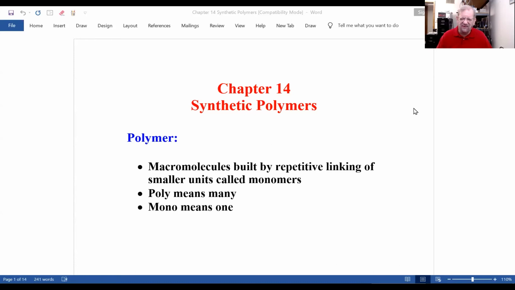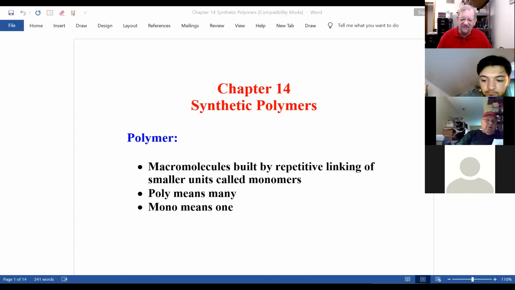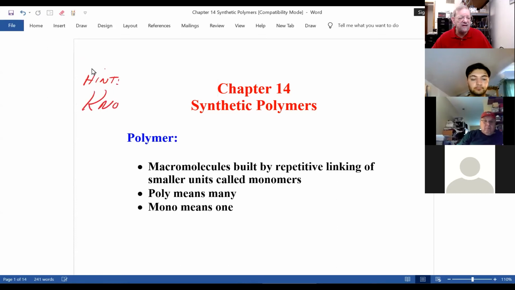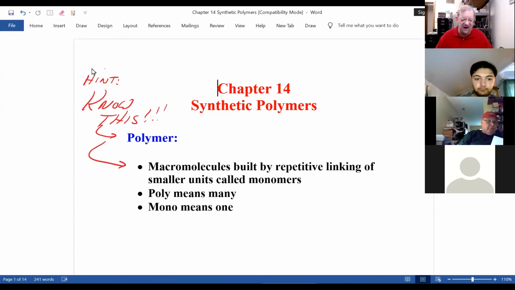Now, what do I mean by macro? First of all, let you all write this down. I'll never ask you what poly means or mono means, but a polymer, meaning many units, poly, many, mer, units, are made by linking repetitive units of monomers.